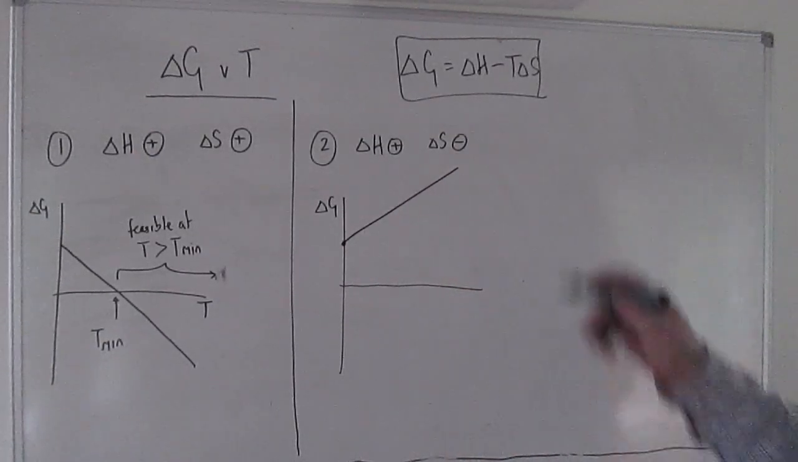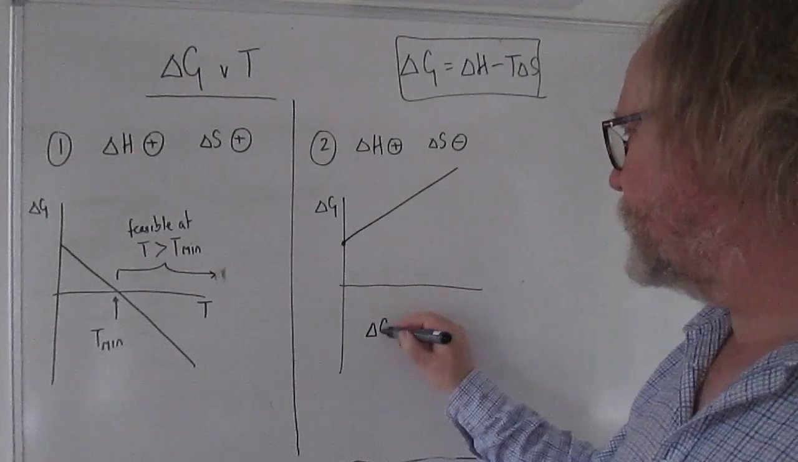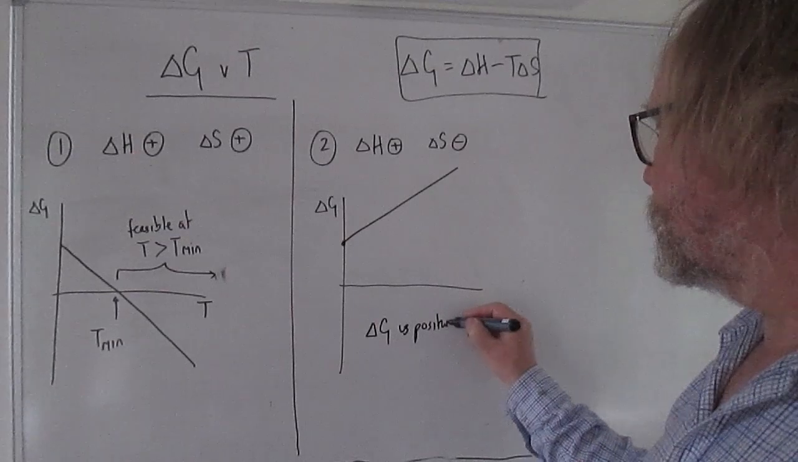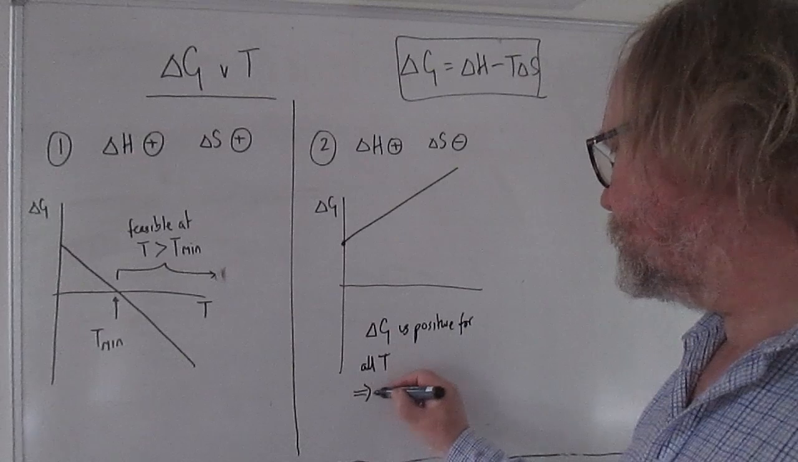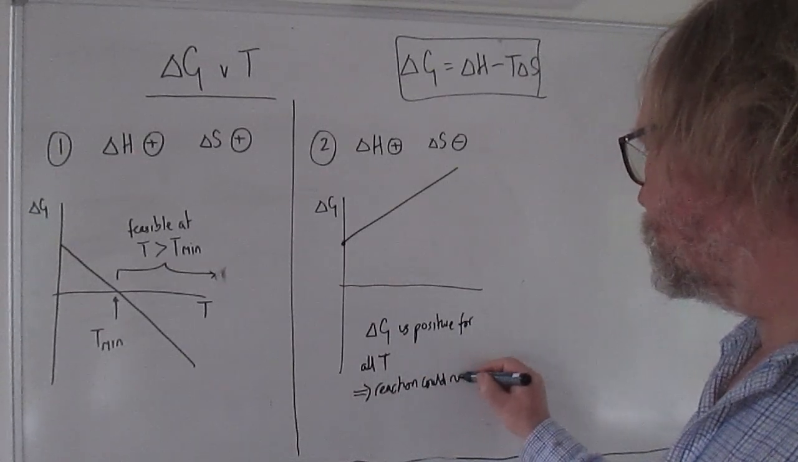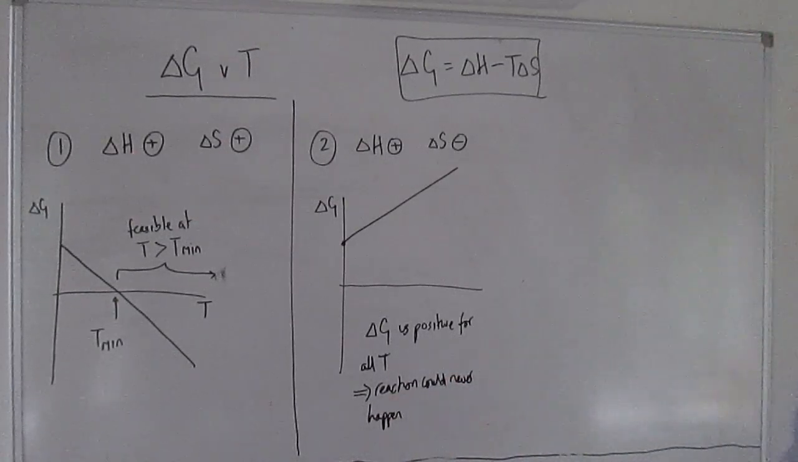And of course what that means is that delta G can never be negative because it's going to be positive at all values. Okay, so that just says graphically what we'd already stated, that delta G is positive for all temperatures, which means the reaction could never happen. So that reinforces what we've already concluded, which is that delta S must be positive for an endothermic reaction.